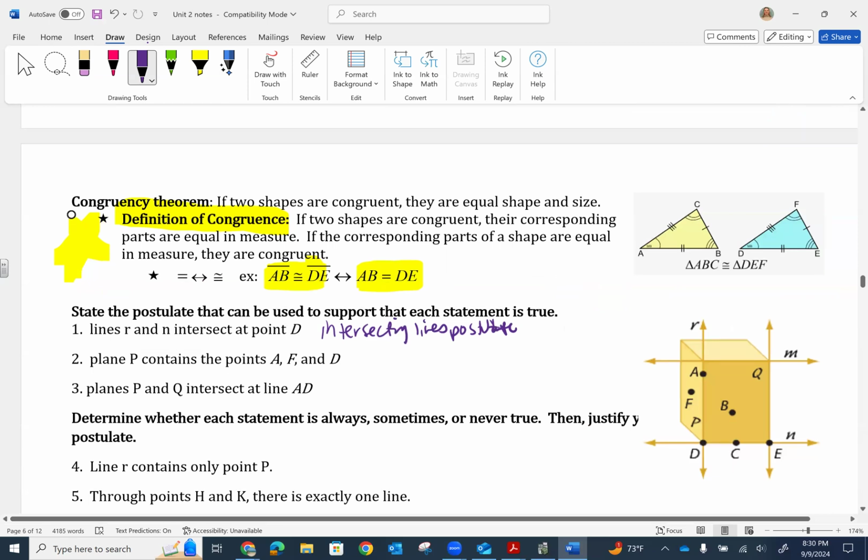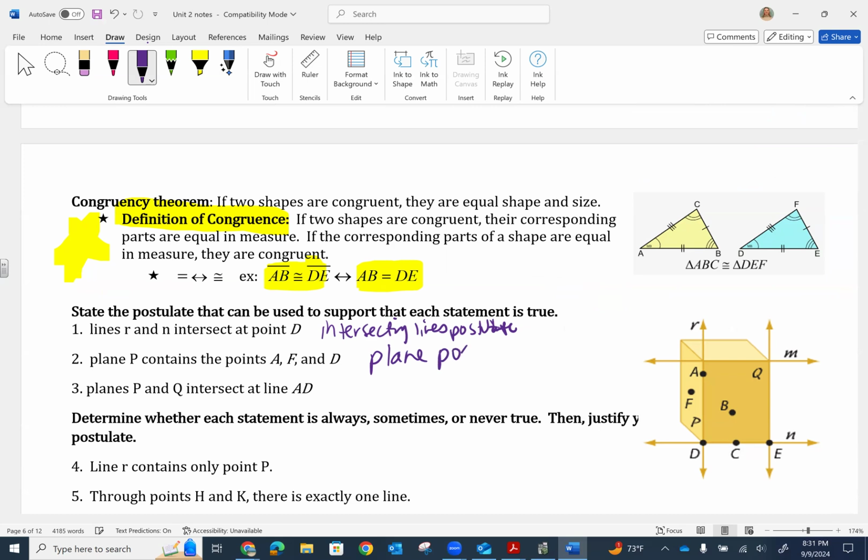Plane P contains some points. So my question is this: what postulate says that planes contain at least three non-collinear points? That would be the plane postulate. Any plane contains three noncollinear points, and that determines which way it goes. Any line starts with 2 points, but it'll have infinite.